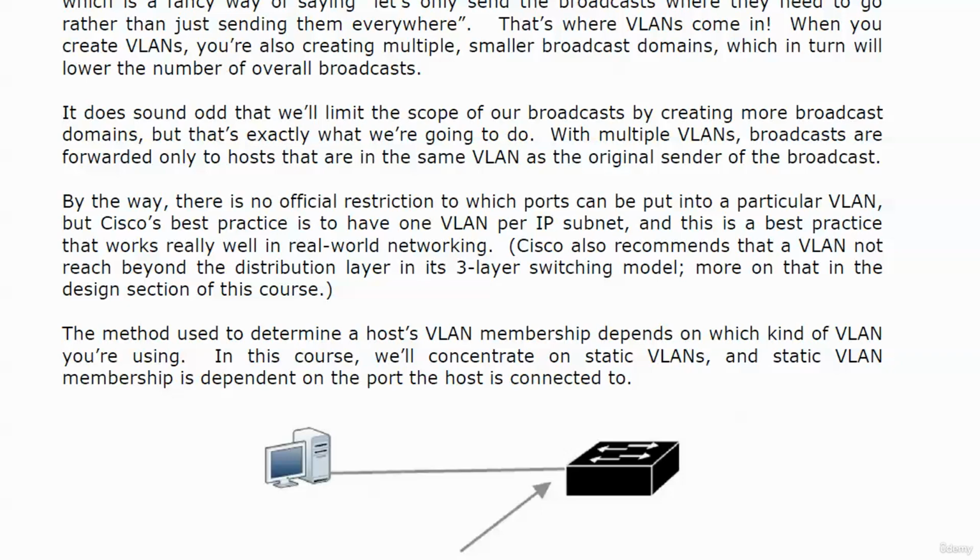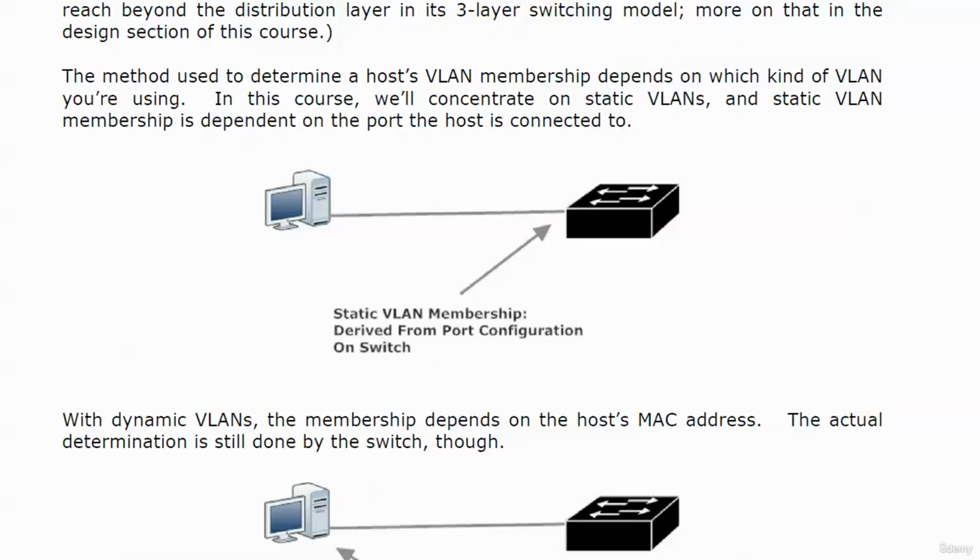Now, of course, that brings up another question. How does a port know what VLAN it's in if we're changing that default? And again, every port on a Cisco switch is going to be in VLAN 1 by default. Now, the method that's used to determine a host's VLAN membership depends on which kind of VLAN you're using. In this course and on your switch exam, we're going to concentrate on what we call static VLANs. Static VLAN membership is dependent on the port that it's connected to. So we're going to go in, configure a little bit of information on that port, and that's how the host gets its VLAN membership.